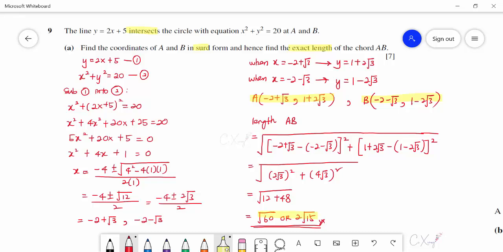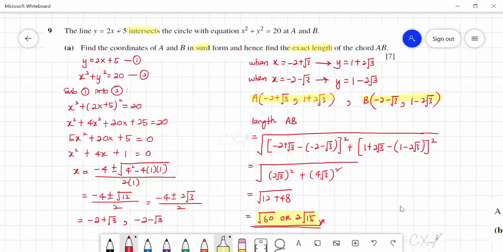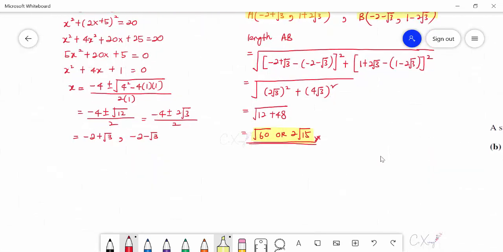So when you see the words exact length, it means that you have to express the answer in terms of maybe surds or maybe pi and so on. Alright, so this is what we have for part A. And now we continue to part B.